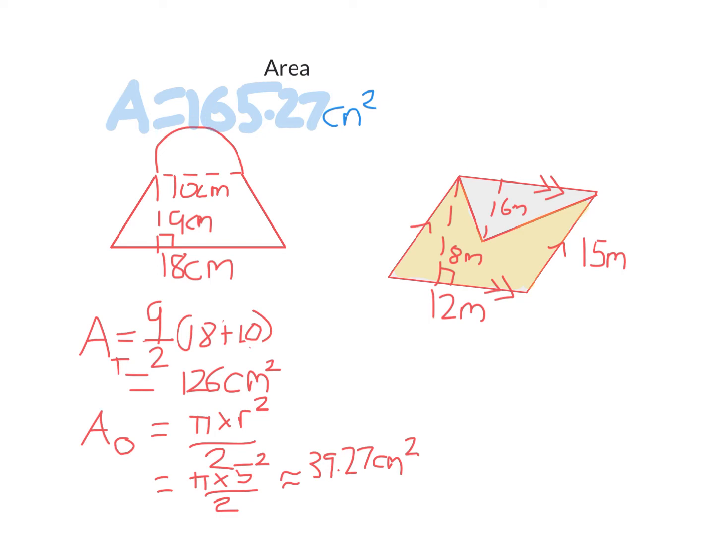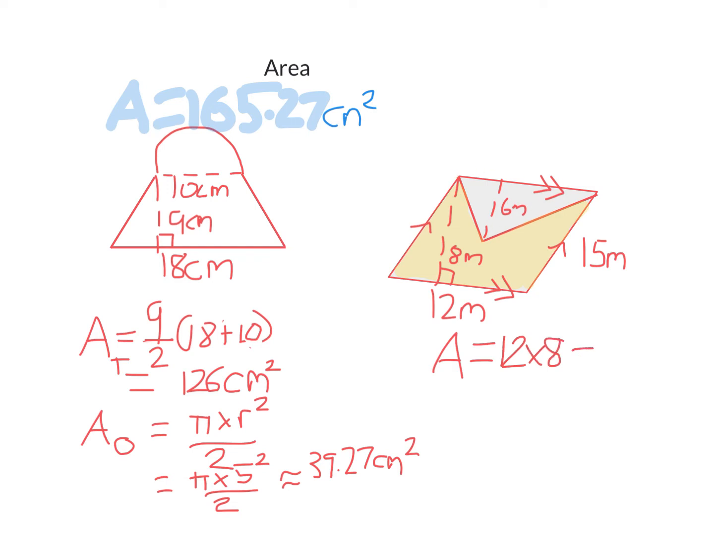So the area of the parallelogram is just base times perpendicular height. We don't care about the slant height. It's just going to be 12 times 8, which is 96. Now we're going to subtract the area of the triangle.